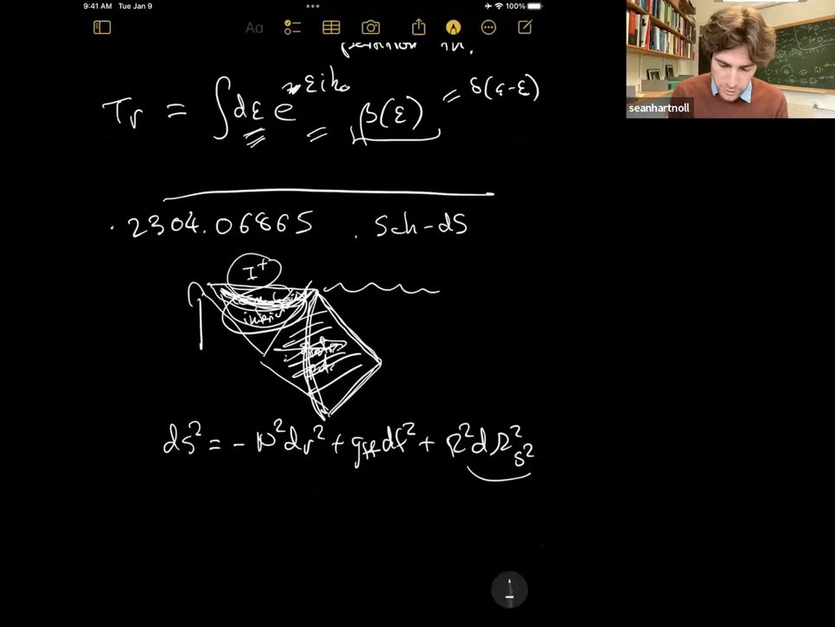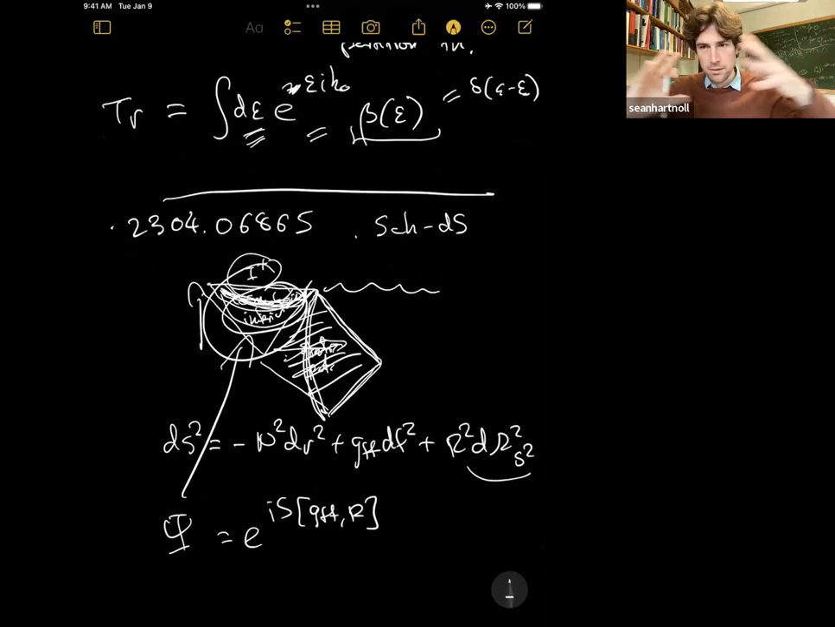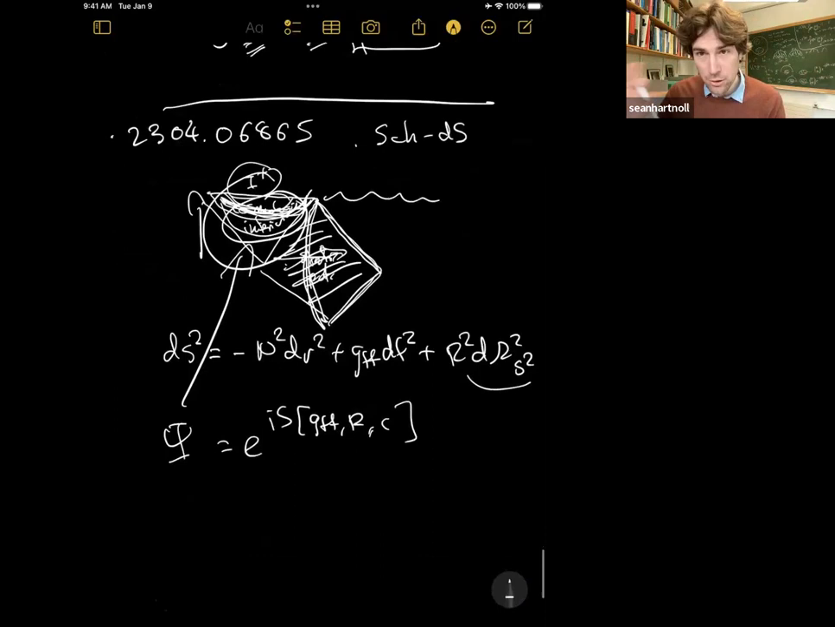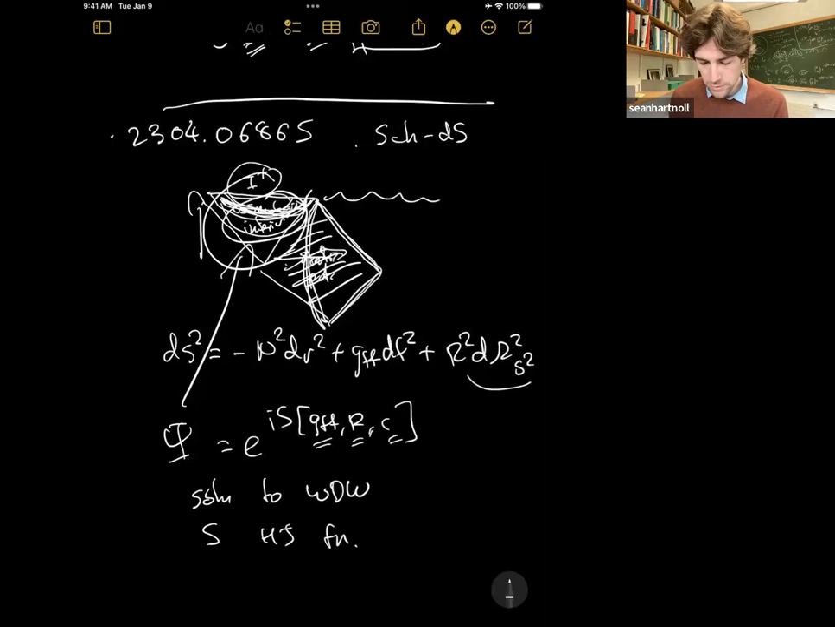Solve the Wheeler-DeWitt equation here. Psi is e to the iS of g_tt and R. Big R is the size of the sphere, it's not the radial coordinate. You find the solution, and you find that it depends on a constant of integration C, which is very much like K0 before. And once again, it turns out the WKB solution is exact. So this is a solution to Wheeler-DeWitt, where S is this Hamilton-Jacobi function, and it's a function of g_tt and R and a constant of integration C.